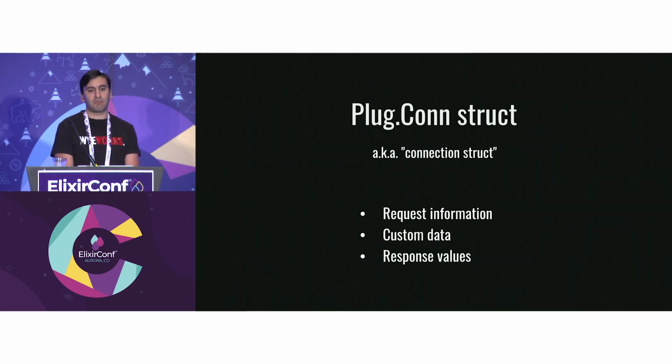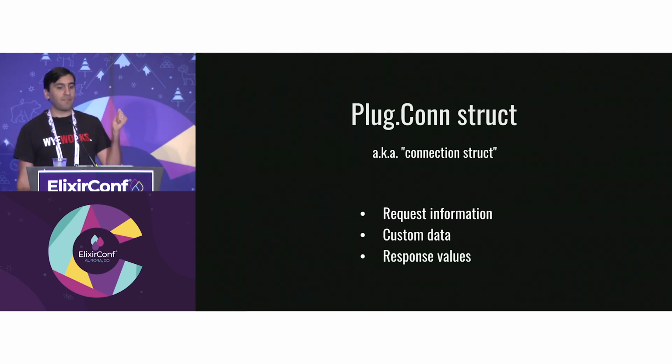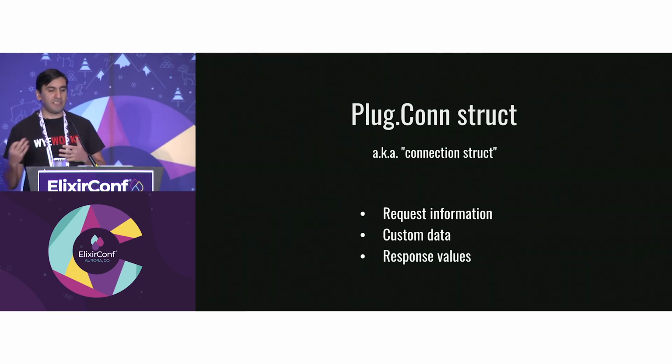Also, by running this example, we take the opportunity to speak about the three types of information that the connection struct holds. The request information is like read-only data about the request. Then the custom data, the assigns field. And the response values. You have to make sure that you will have a response code, a response body, and the HTTP headers, of course.